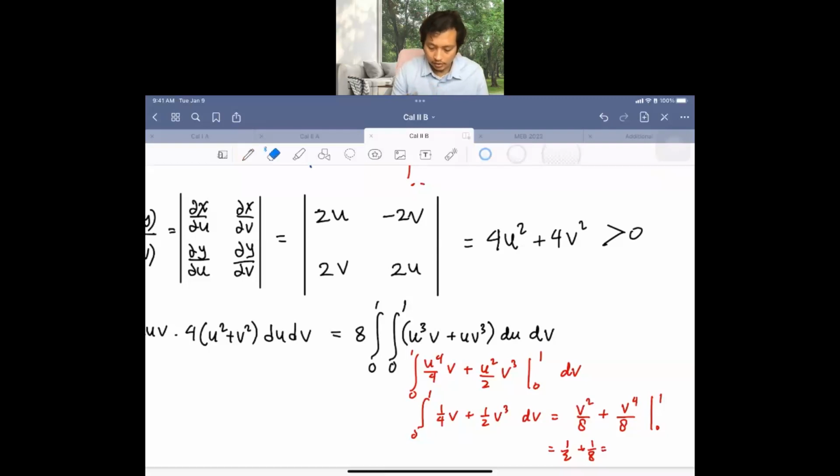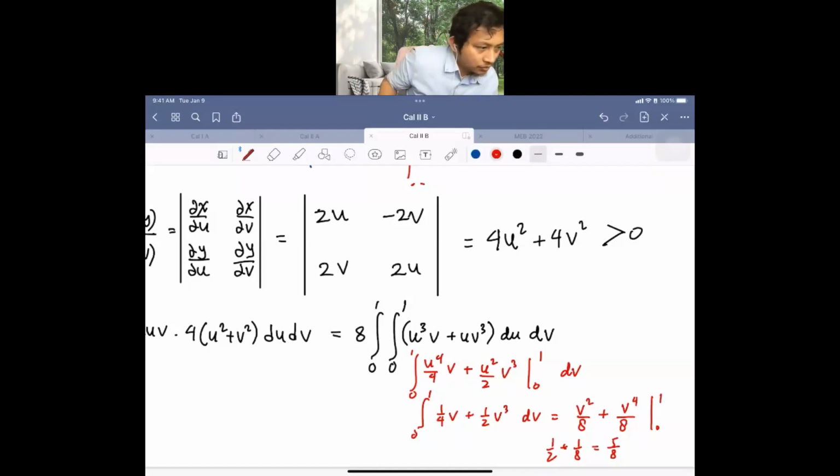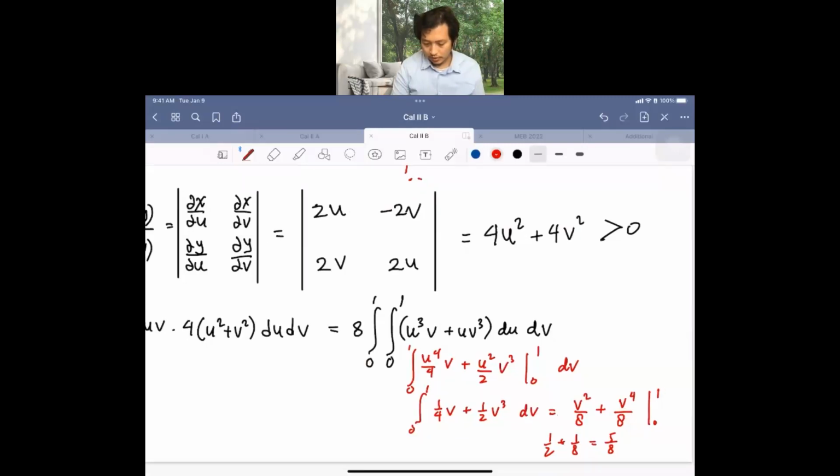or I think I made a mistake. Wait a minute. v squared, v to the fourth, half plus half plus 1 over 8. This will be 5 over 8. Is that true? It's supposed to be 2. Why is my answer 5?